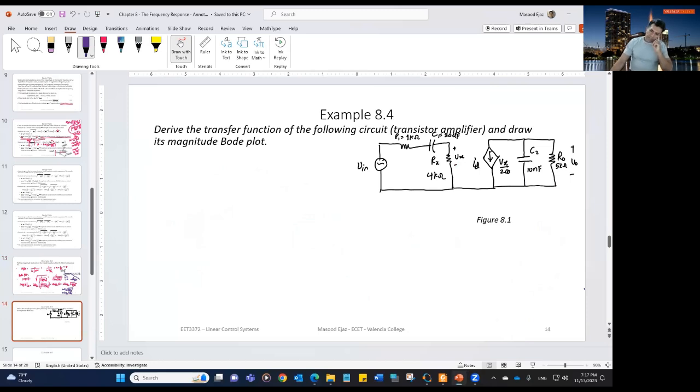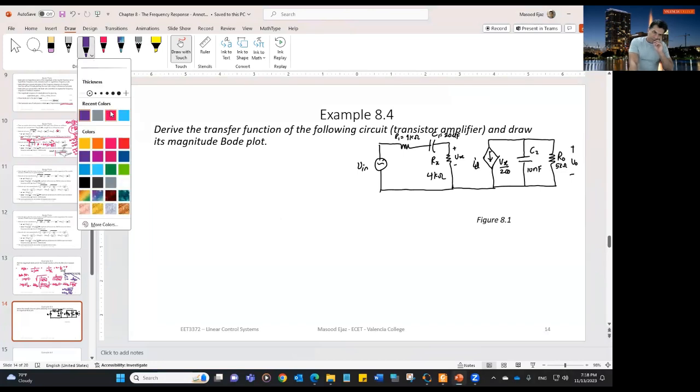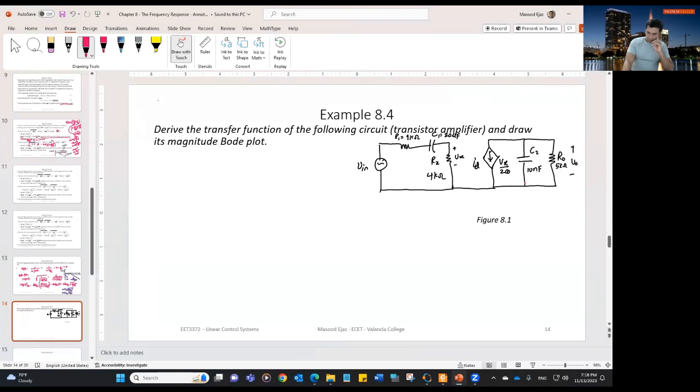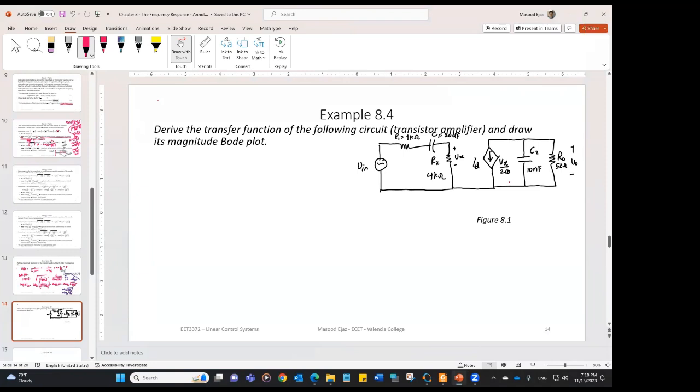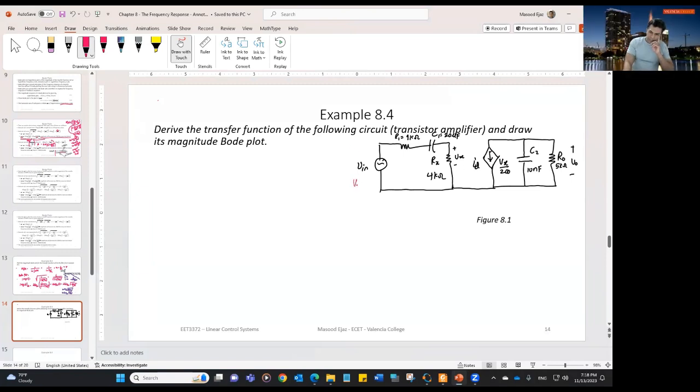Derive the transfer function of the following circuit and draw its magnitude Bode plot. All right. Who's going to tell me what we're going to do first in this one? Convert it to the frequency domain. Convert everything into the frequency domain. Excellent. So this will be V in j omega.